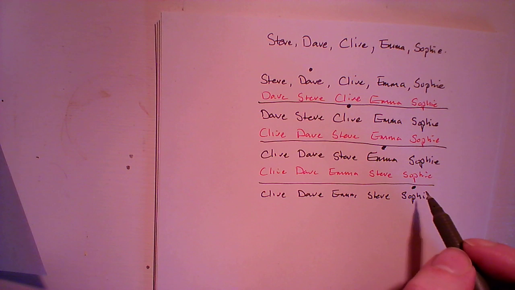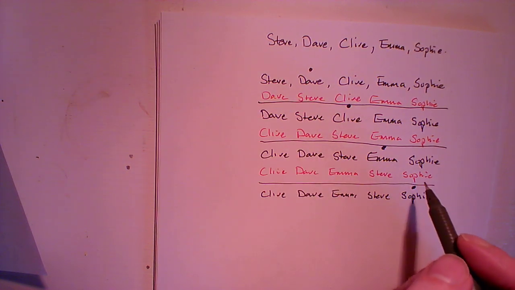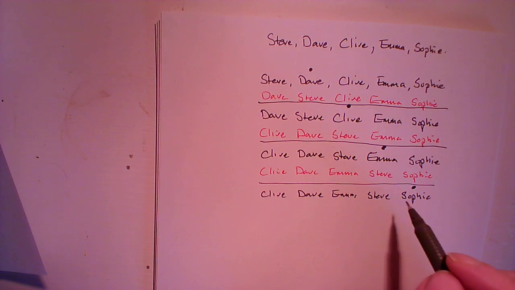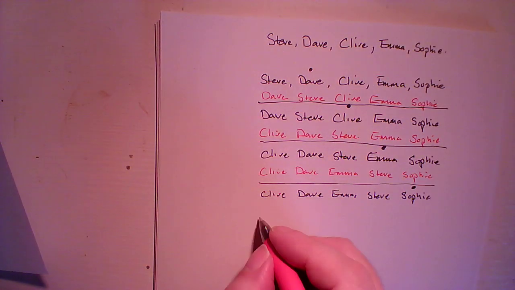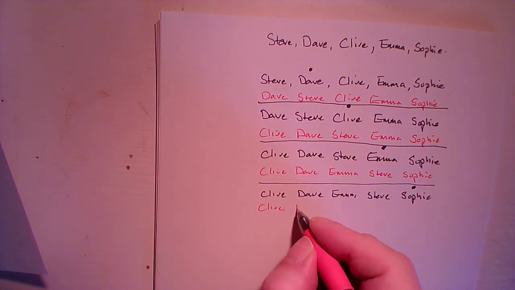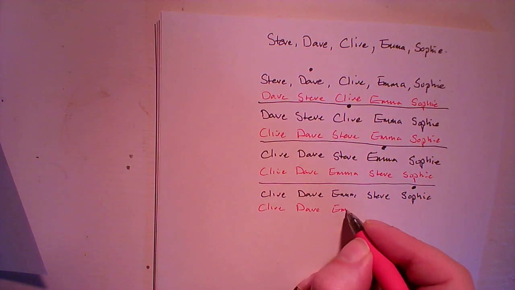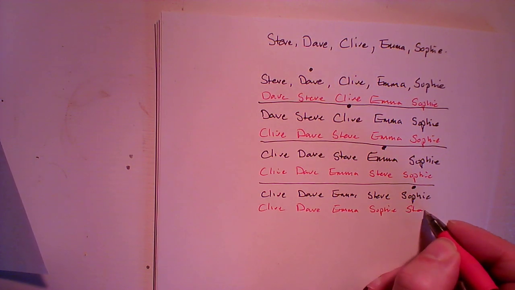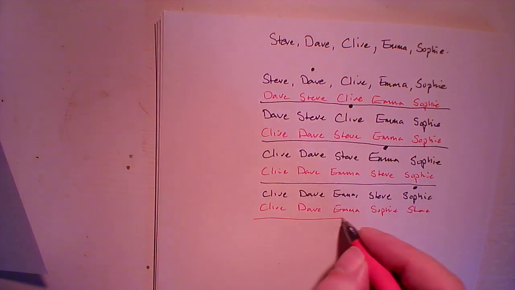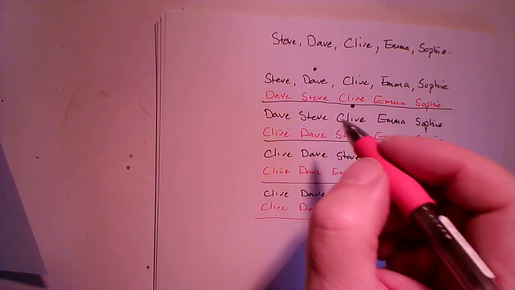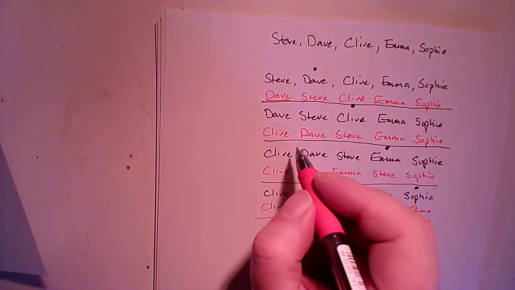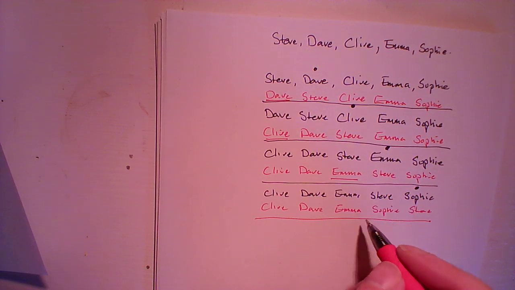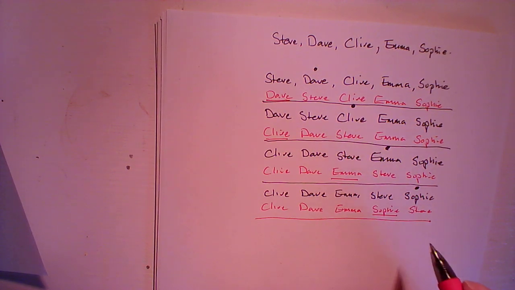And once this is completed, because it's insertion sort, I only go through one pass, that will be it. And Sophie goes before Steve and after Emma. So my list is now Clive, Dave, Emma, Sophie and Steve. And what I forgot to do through all of this before it was sorted was to underline the item that I moved. So I moved Dave in that one, Clive in that one, Emma in that one and Sophie in that one.